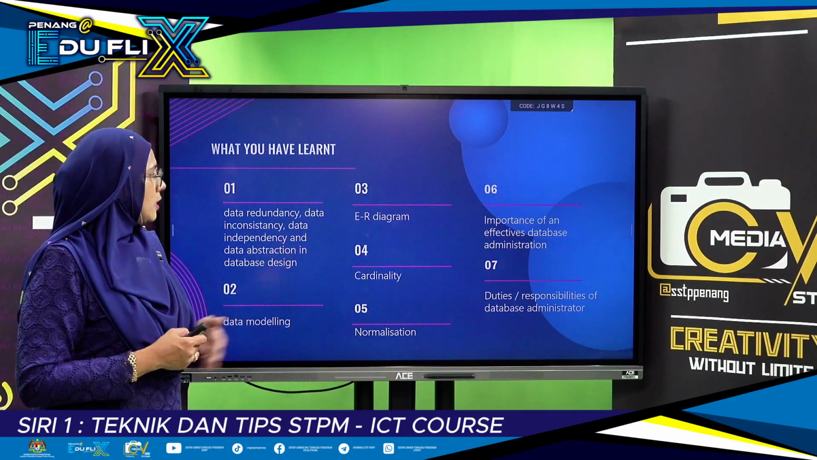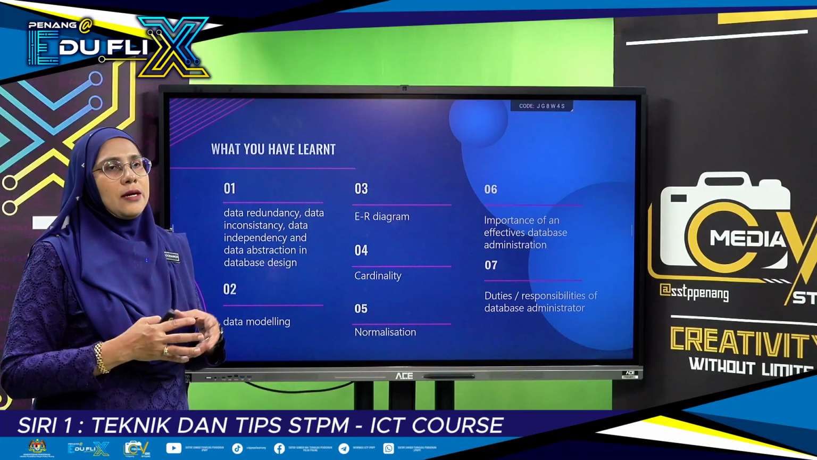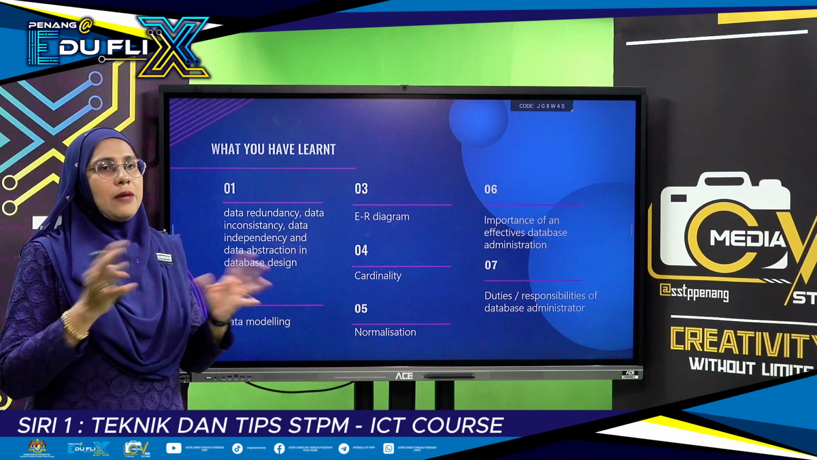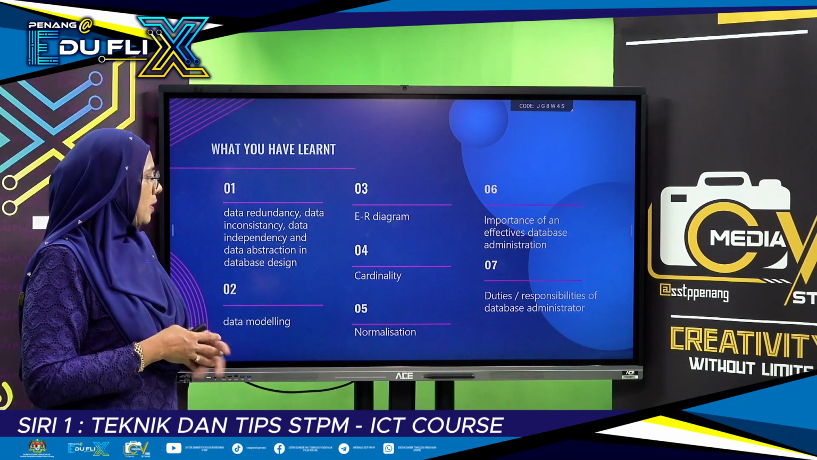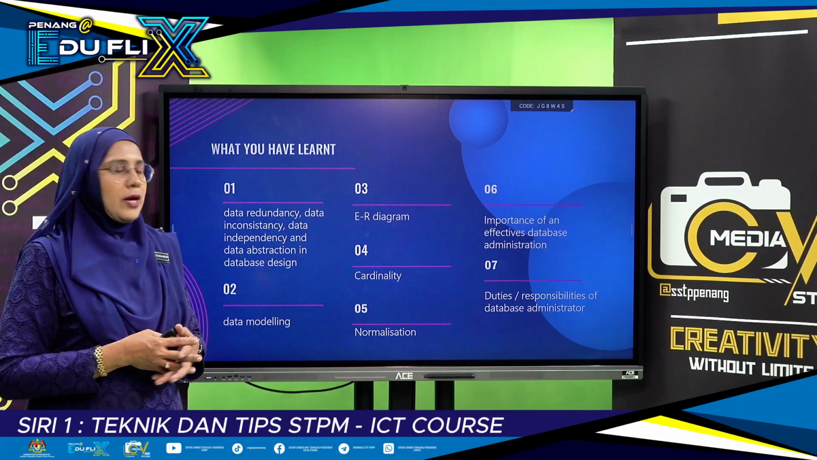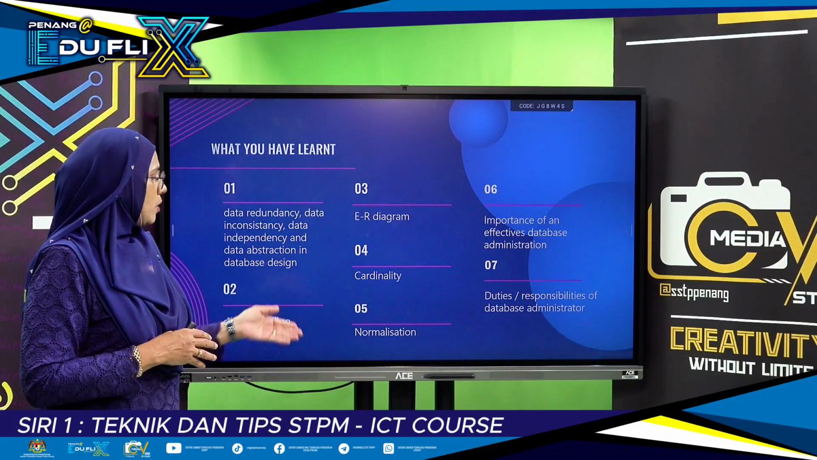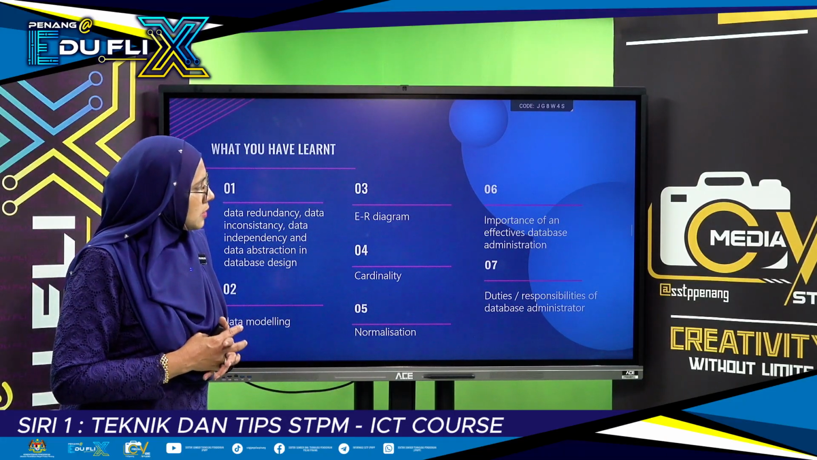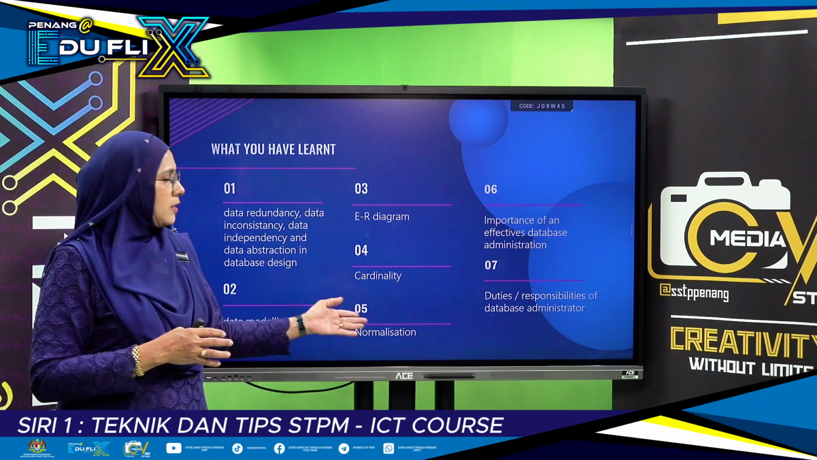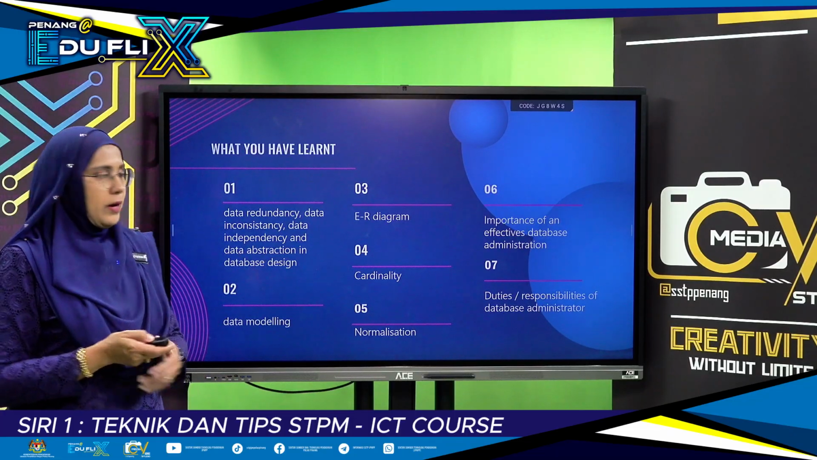Okay, next is ER diagram. Again, you have to illustrate a diagram using symbols, okay, to show the relationship between the tables that you have created in the database system. And then after you create the ER diagram, next will be the cardinality. Okay, you have to number the cardinality correctly. All right, and the next will be normalization, and then subtopic number 6 will be importance of an effective database administration, and the last one will be duties and responsibilities of the database administrator. All right, so this is a very big topic.